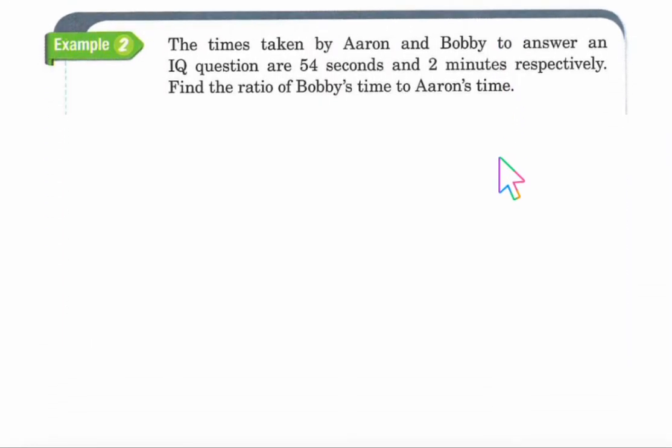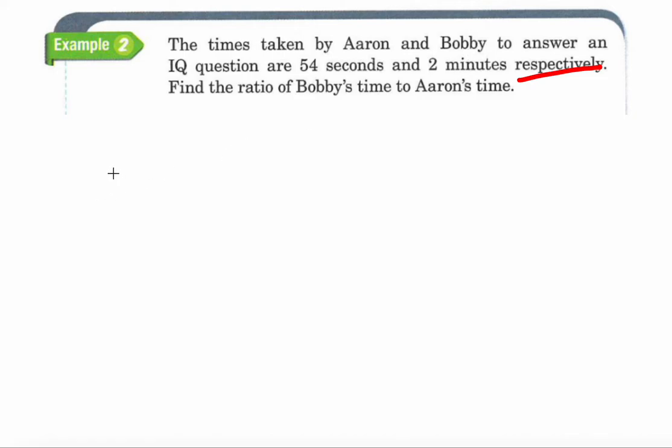Let's take a look at example 2. The times taken by Aaron and Bobby to answer an IQ question are 54 seconds and 2 minutes respectively. Find the ratio of Bobby's time to Aaron's time. Okay, so respectively, we talked about this before, is just letting you know that they're listing the information in order. So they first told us Aaron and then Bobby, and then 54 seconds and 2 minutes. So that means Aaron took 54 seconds and Bobby took 2 minutes. So they're just listing it in order.